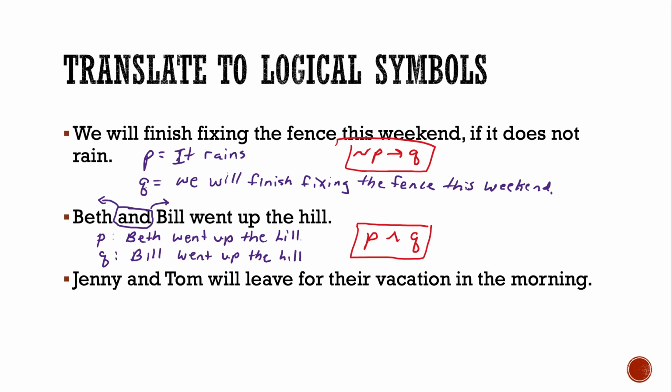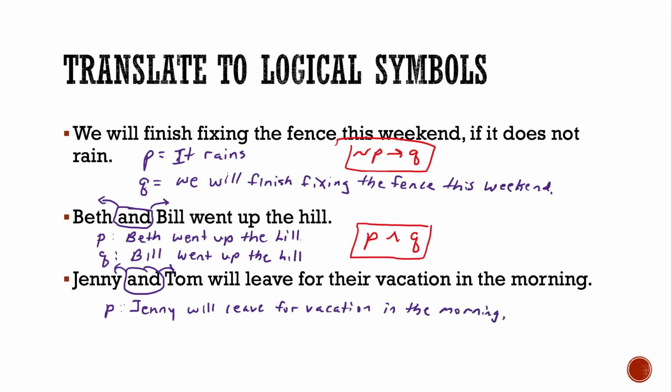All right, so our last one says Jenny and Tom will leave for their vacation in the morning. So again, here's your and, here's your connective. One statement will be to the left, talking about Jenny. One statement will be to the right, talking about Tom. So let's write the P statement. The P statement deals with Jenny. Again, you're going to have to write more than just Jenny, though. What does Jenny do? Jenny will leave for vacation in the morning.